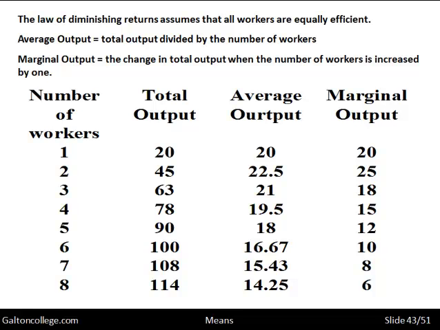You can see that the output of the 8th worker is just 6. The average output as a consequence of employing 8 workers is 14.25. So there's a big difference between average and marginal.